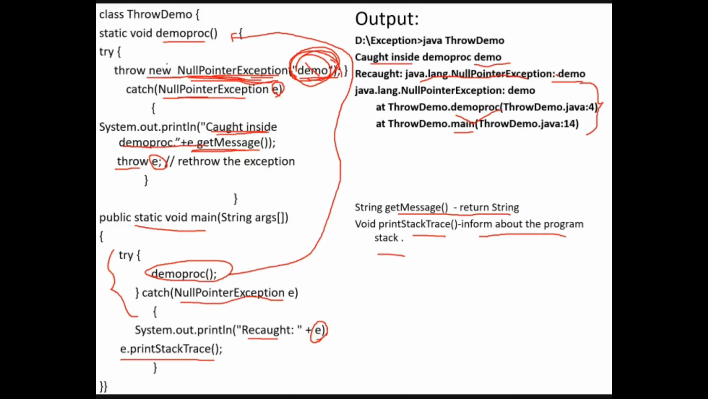Yes, but that is caught here. What is the meaning of this? It means E equal to new NullPointerException of demo. So here I am throwing the NullPointerException E equal to new NullPointerException of demo. So that only is thrown here. Understood? Actually, here one nameless object is created, but that nameless object is assigned to this E. Okay.